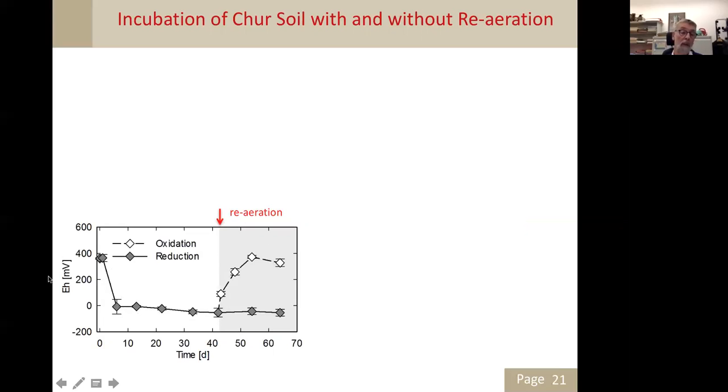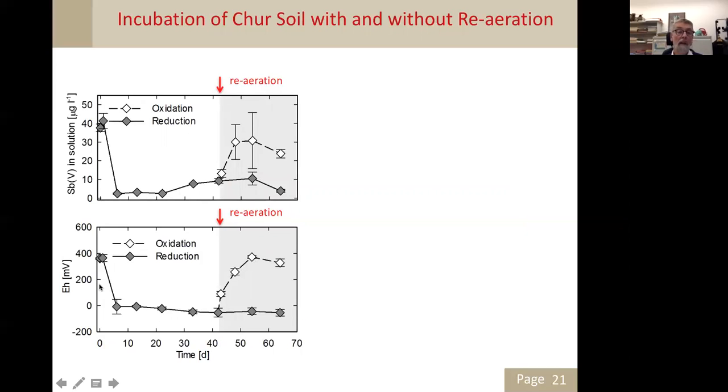And you see that the redox potential quickly dropped within the first few days to around 0, and then also very quickly after re-aeration, it increased again to around 400 millivolts. The effect this had on the antimonate, so the Sb5 in solution, is shown here. You see that the antimonate concentration equally rapidly decreased as the redox potential decreased. And we also found that it increased again as soon as the samples were re-aerated.